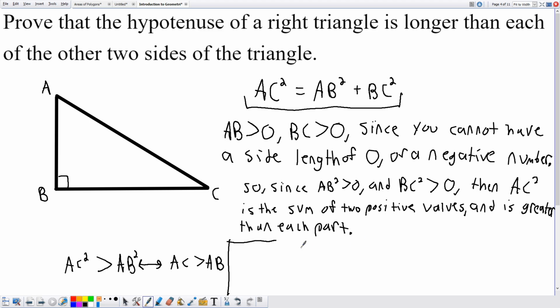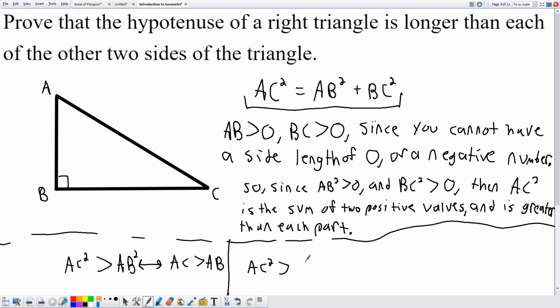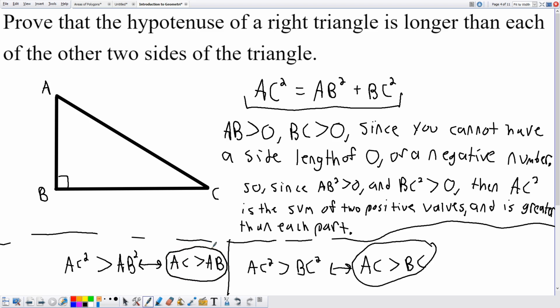And continuing that logic onward, we have that AC squared is greater than BC squared. Again, because AC squared is BC squared plus this positive value of AB squared. Therefore, that is also implying that AC is strictly greater than BC. And that is the gist of the proof.